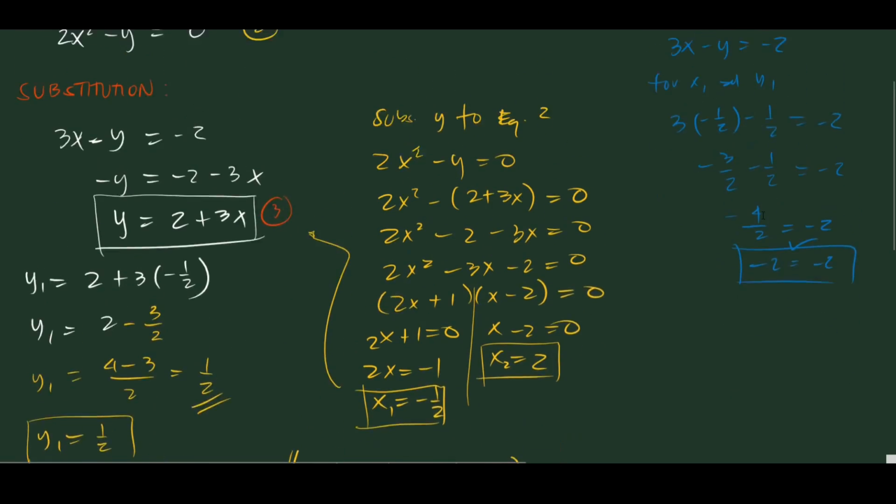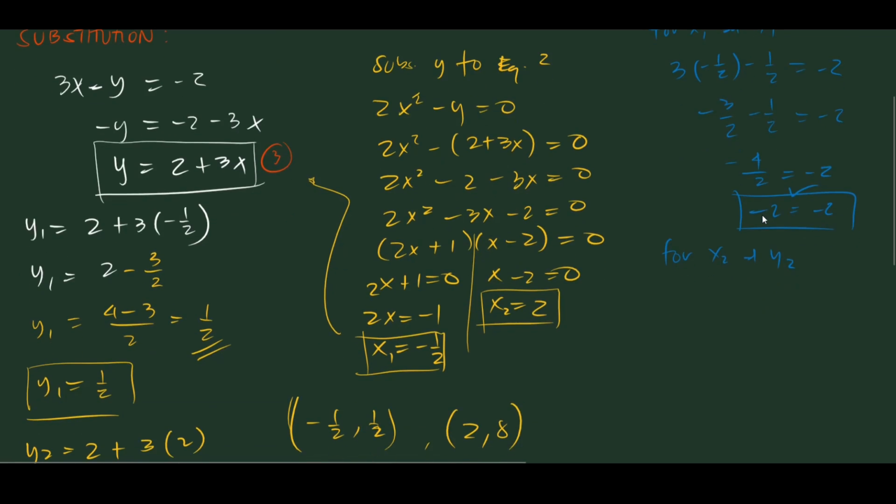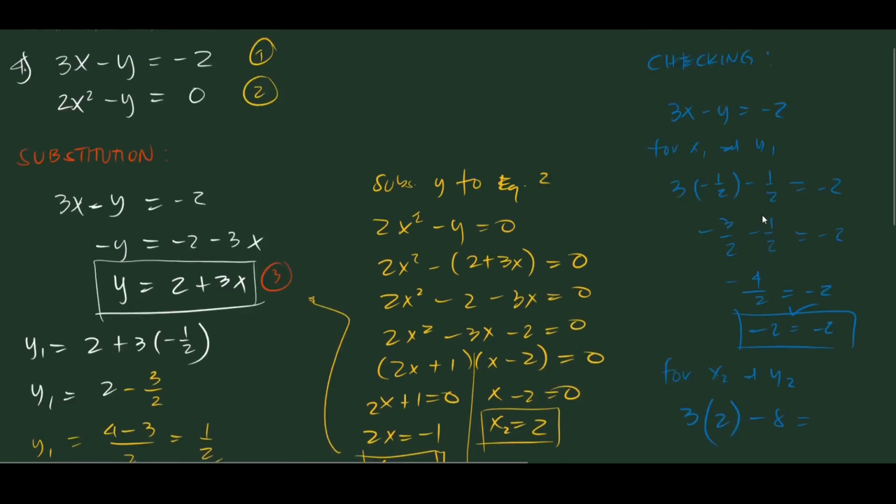What about x2 and y2? Let's check: 3 multiplied by x2, which is 2, right, minus y, which is 8. Oh, 8 is equal to 0.